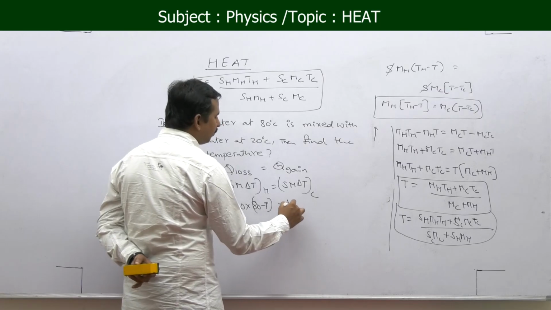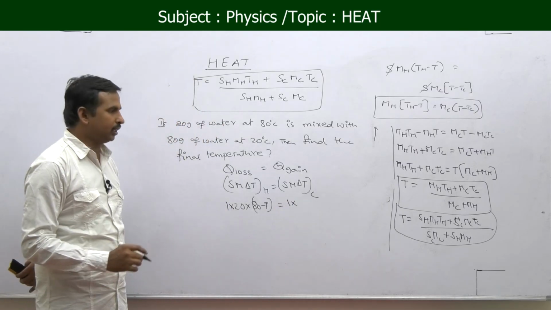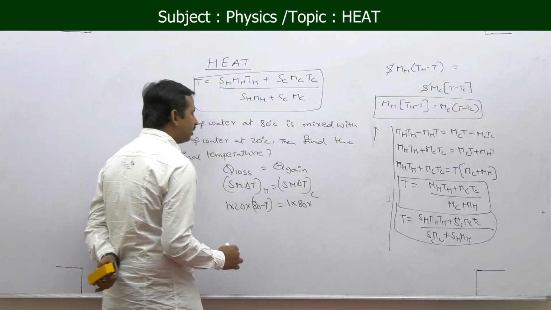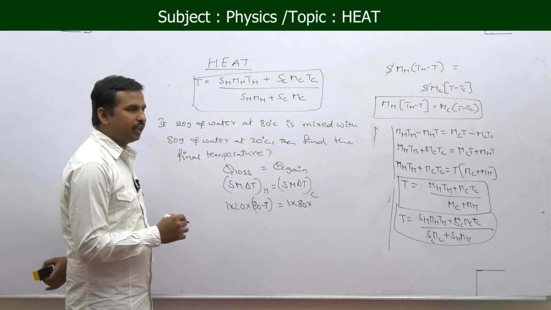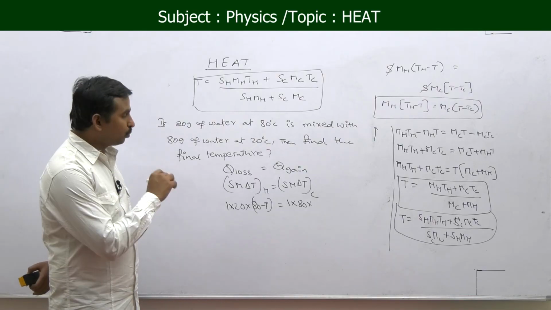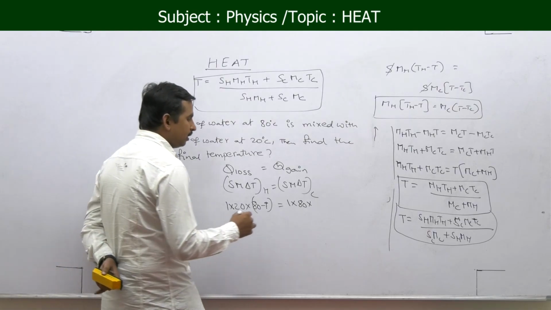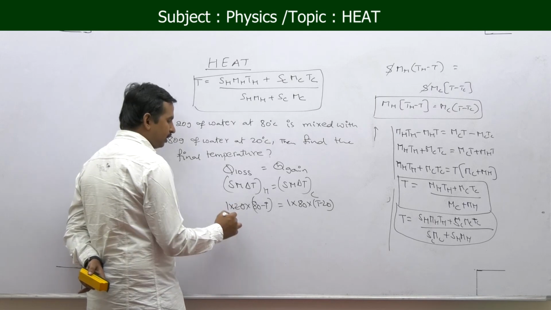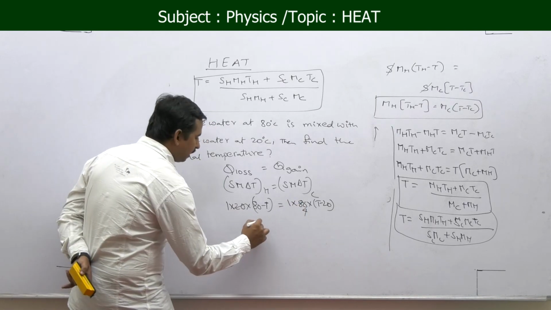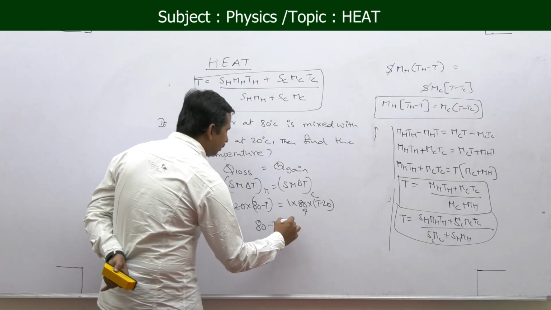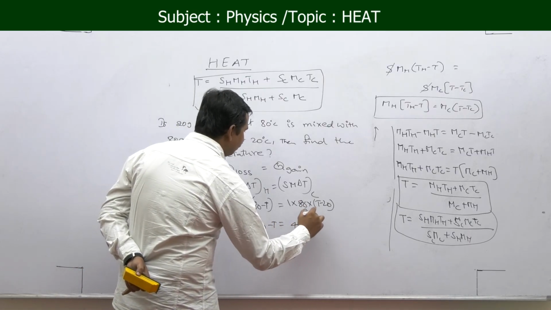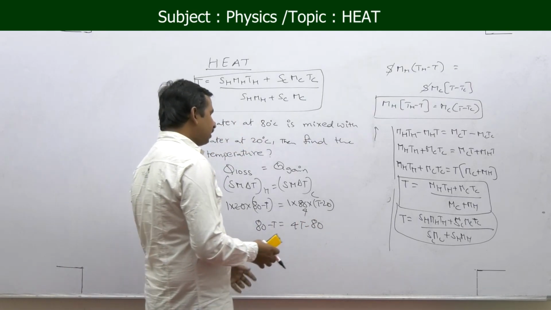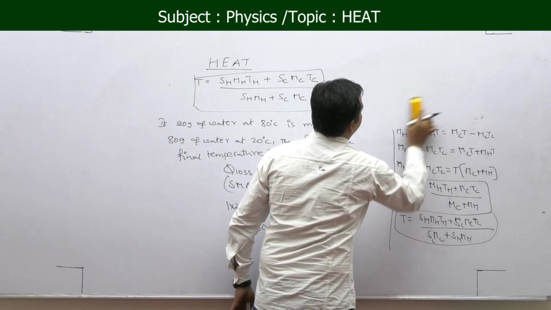Now for the cold body, again water, the specific heat is 1 and the mass is 80 grams, into the change of temperature. Initially it is 20 and it is rising, meaning the final temperature is more than 20 degrees Celsius, so we take T minus 20. Then 20 cancels with 80 leaving 4, so 80 minus T is equal to 4 into T minus 4 into 20, that is 80. Bring the minus 80 to this side and T to that side.